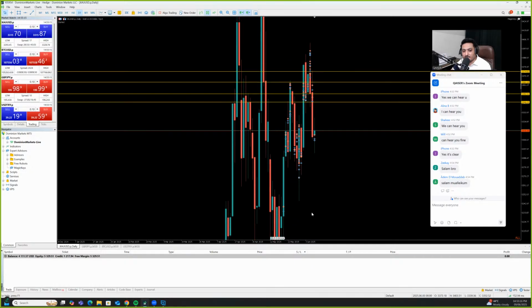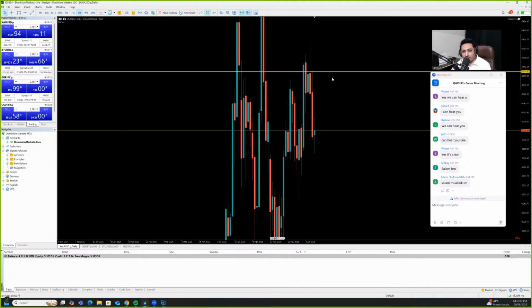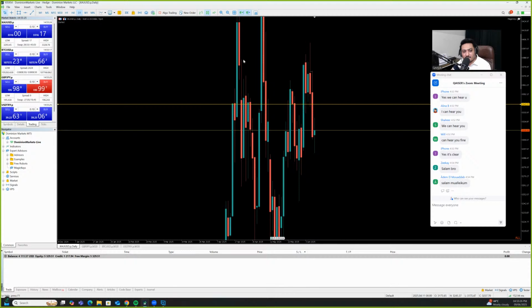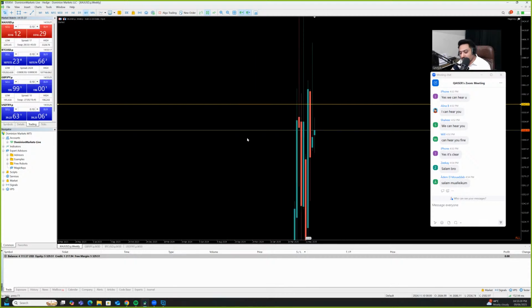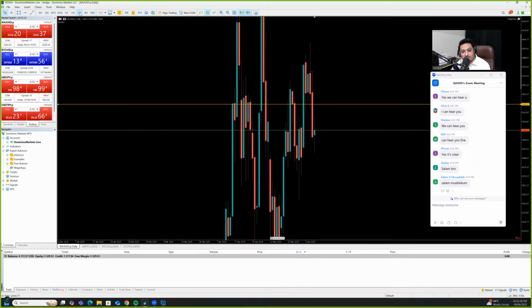Okay, let me remove all these things first. So remove all support and resistance. Right now we're looking at the weekly candle, just because it's the start of the week. The weekly candle broke the low of the previous weekly, and now it's starting to push to the upside. Wow, very high probability it will continue pushing to the upside.